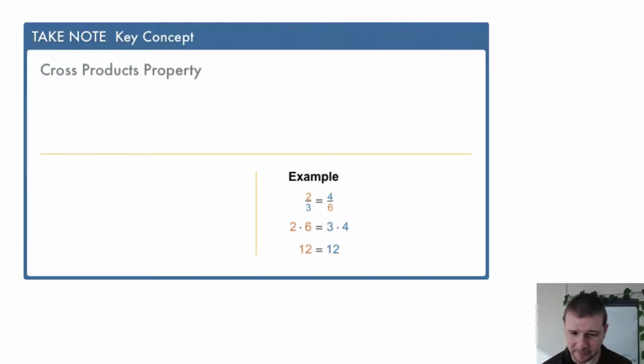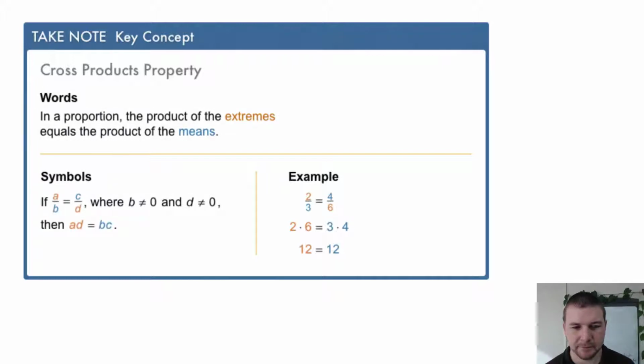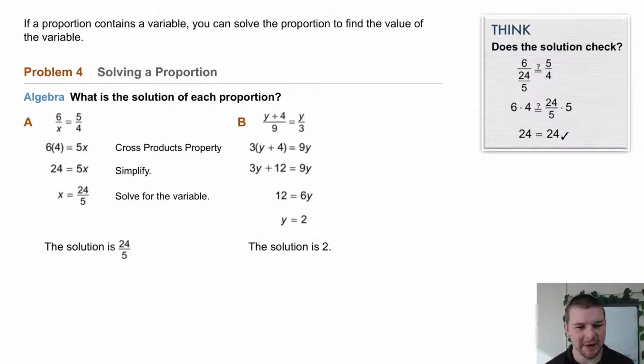An example, in the proportion 2/3 equals 4/6, 2 times 6 equals 3 times 4, and we can verify that 12 equals 12. If a proportion contains a variable, you can solve the proportion to find the value of the variable.